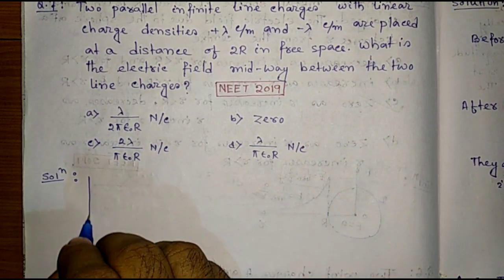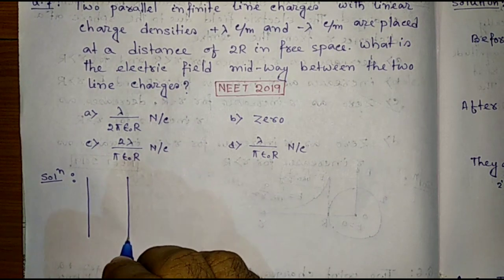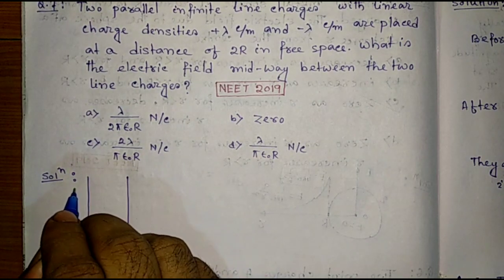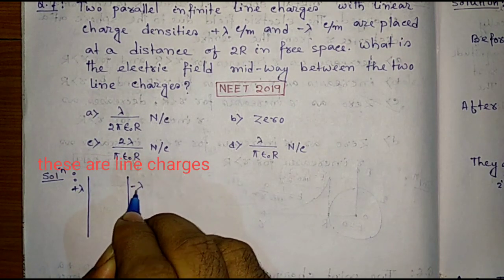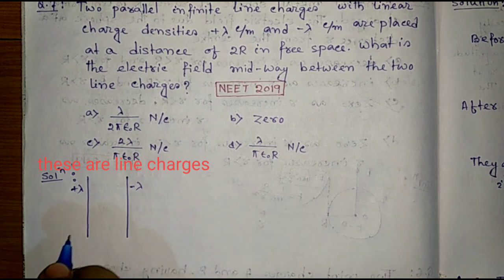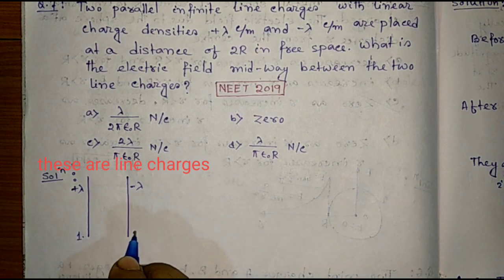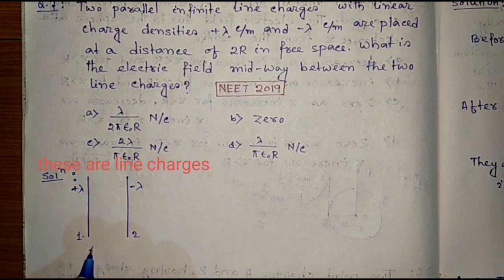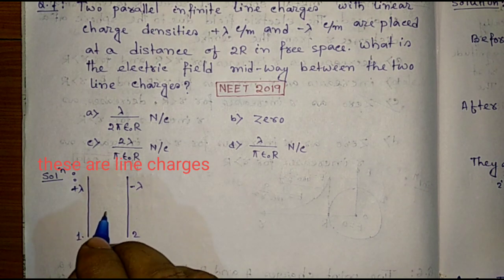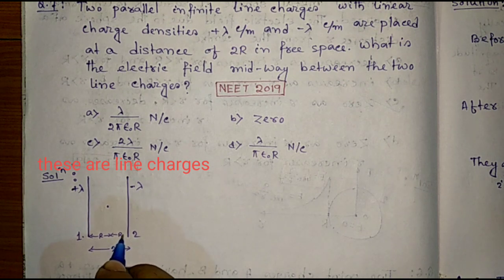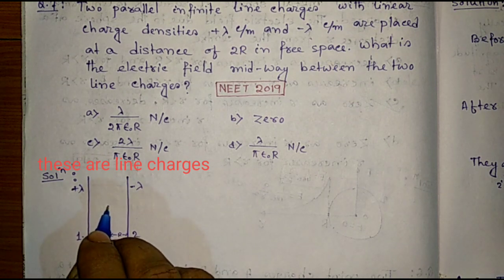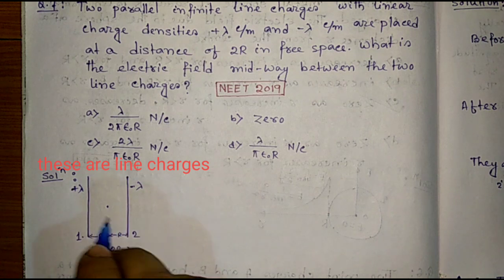Suppose we consider it as parallel plates. This is plus lambda charge density. This is minus lambda charge density. This is plate number 1. This is plate number 2. And the separation between them is 2r. So this is the midpoint. It is r distance from one and r distance from the other. So the midpoint is at r distance from both plates.